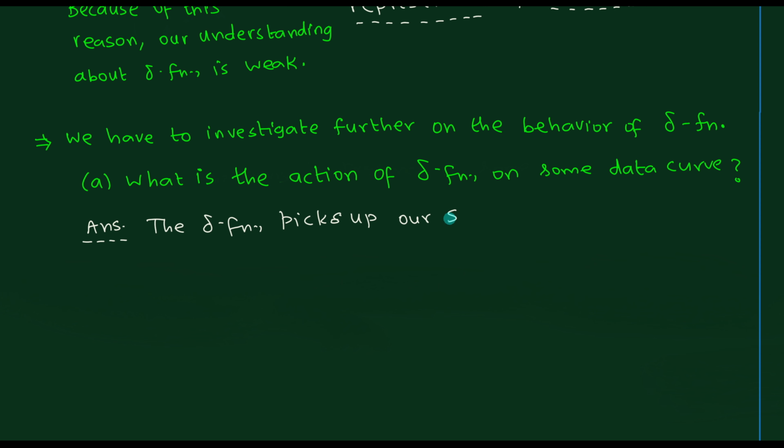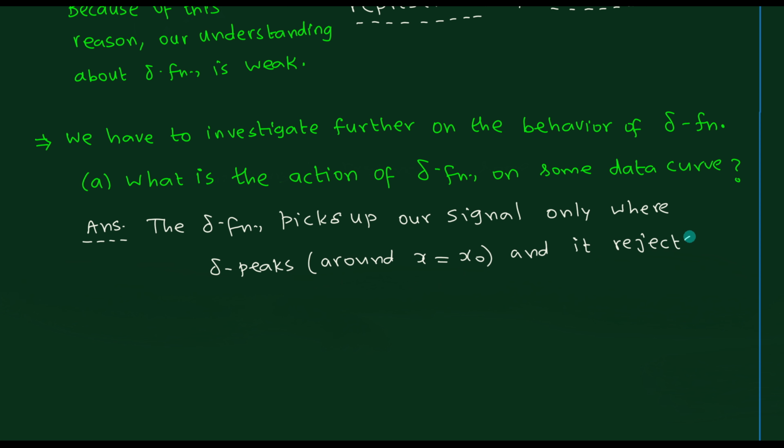Or I mean to say selecting some of the data points. Signal means our data points. That's all about it. Where it is selecting is where there is a peaking, that means around the origin. Origin, I will say that x0. And at the same time, it is going to reject all other points of the signal.